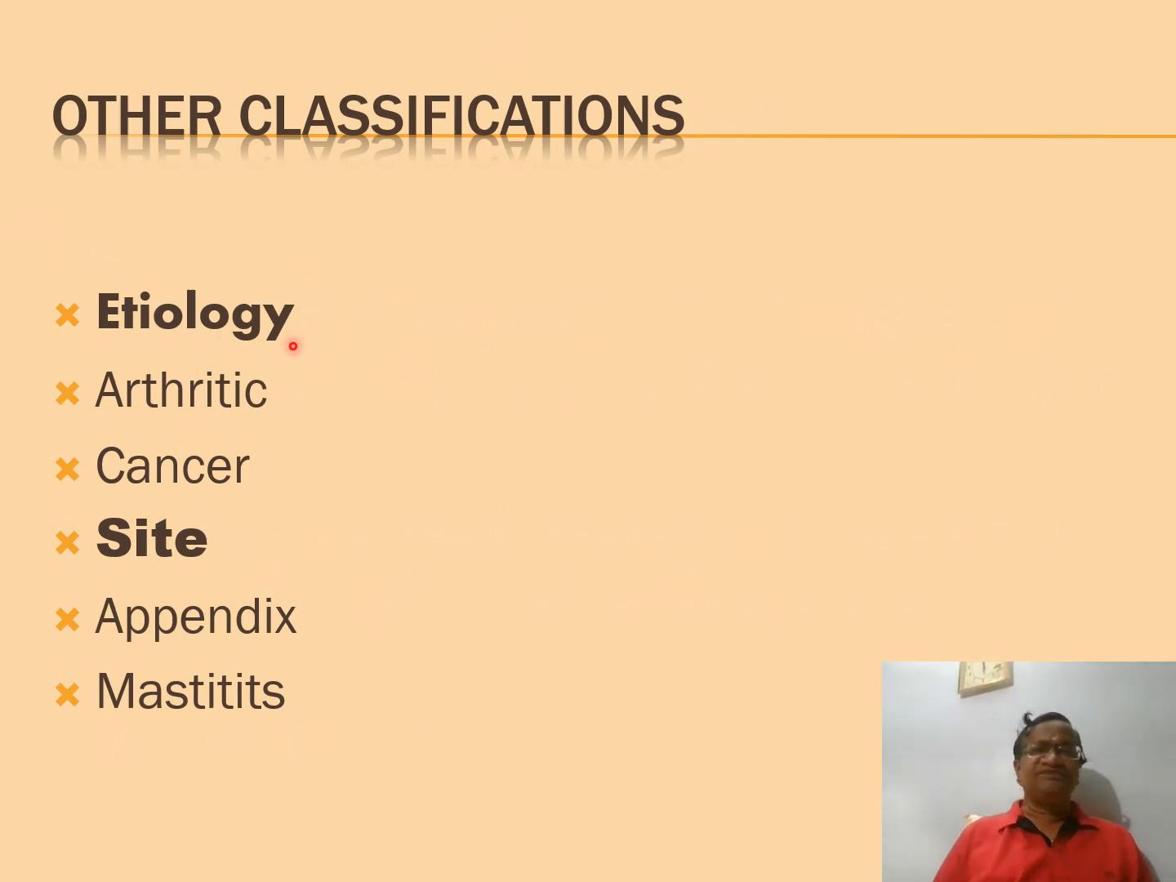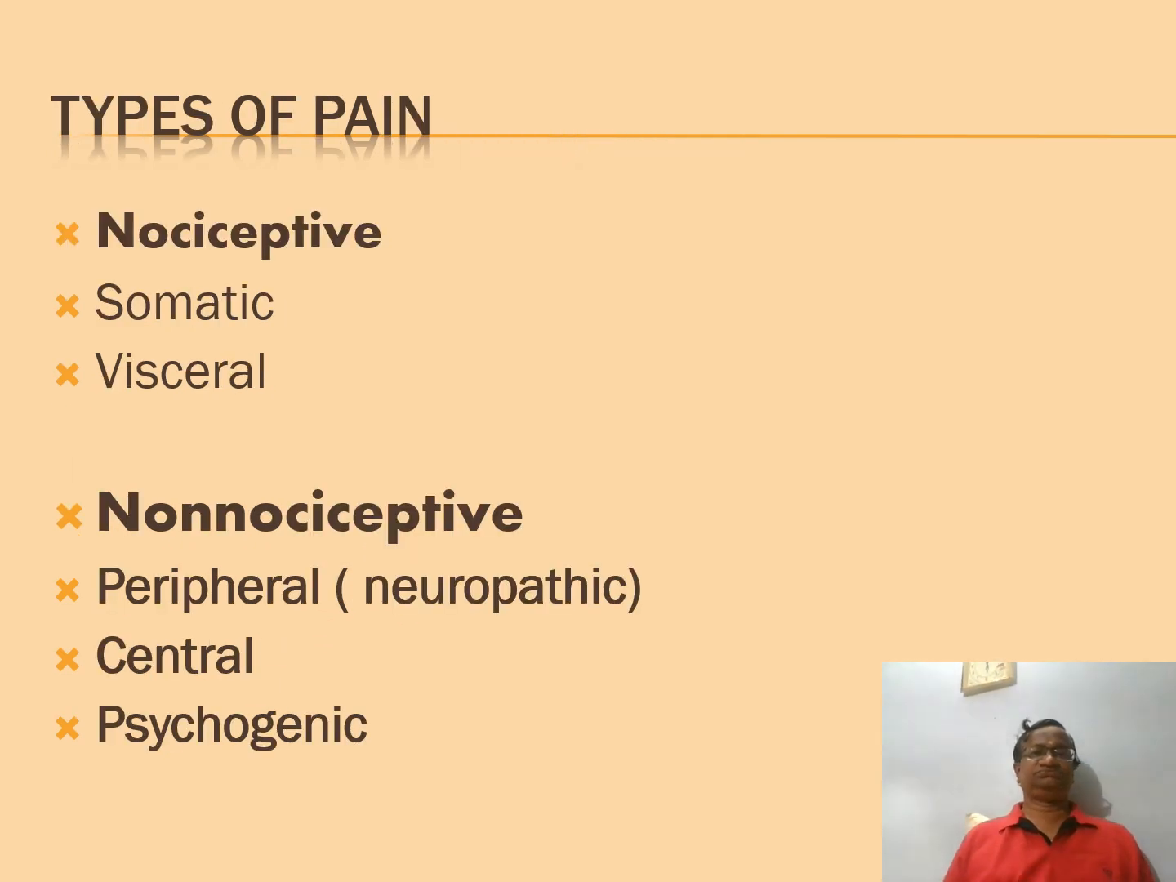There are other classifications according to the etiology, according to the site. What did we say first? Classification according to the temporal, time-based: acute, sometimes subacute, around 3 weeks. More than 3 months is chronic. Now we have a classification depending upon the etiology. It's an arthritic pain, a malignant pain. Where is the pain from? From the appendix, from the breast. This is one type of taxonomy.